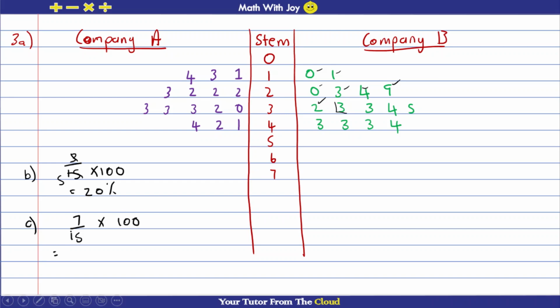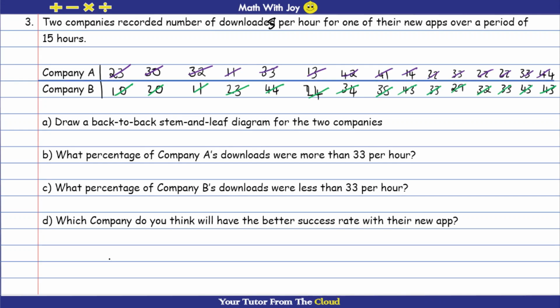We need to substitute that into our calculator for us to work out what percentage would be underneath that. So in our calculator, we're going to put 7 divided by 15 times 100, which we need to then round off. I'll round it off to the nearest whole number to make it 47%. So I say 47%.